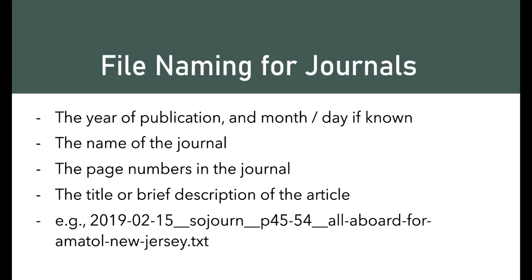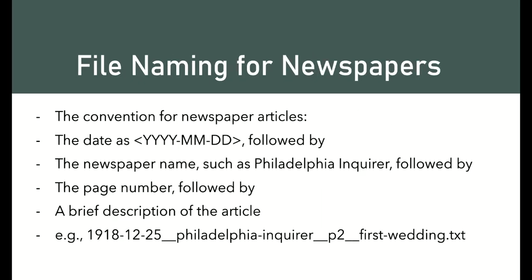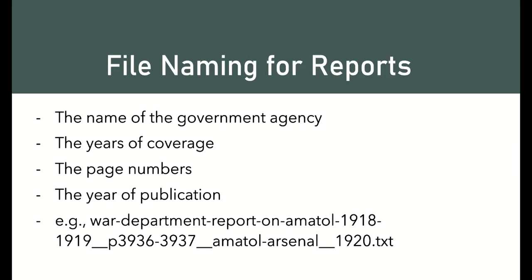For journals, file names would include the publication date, journal name, page range, and a brief description. For example, 2019, 0215, Sir Joan, pages 45 to 45, and all aboard for Hamilton, New Jersey. For newspapers, the file name would start with the ISO format for the date, along with the newspaper name, page number, and a brief description of the article. You see the date, newspaper Philadelphia Inquirer, page 2, and the first wedding.